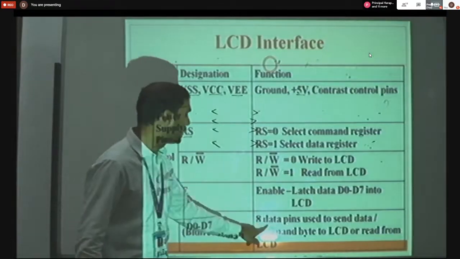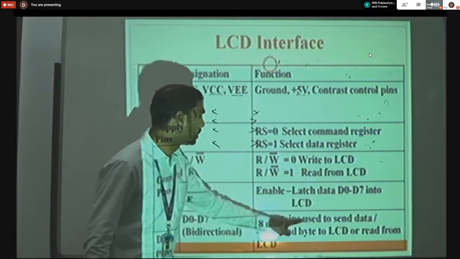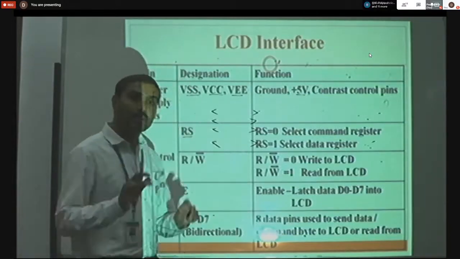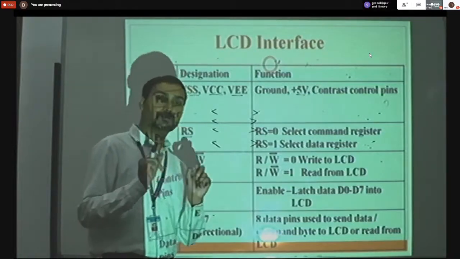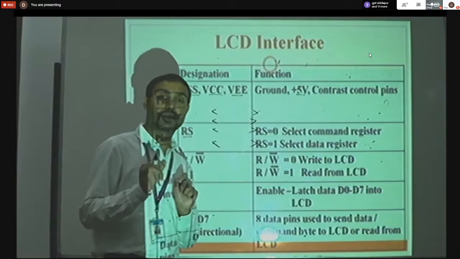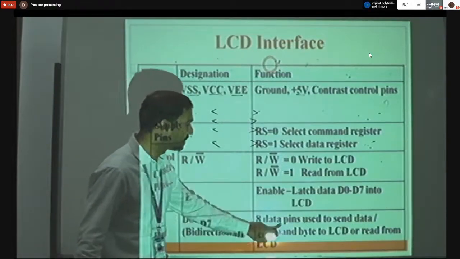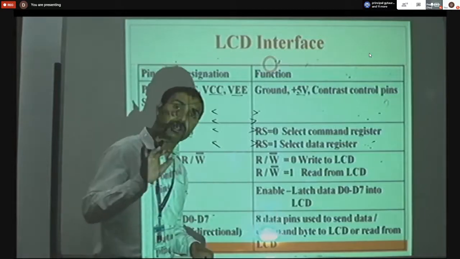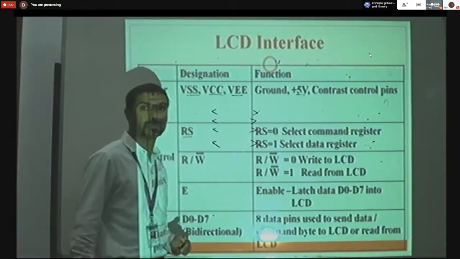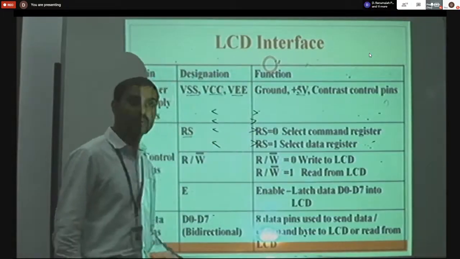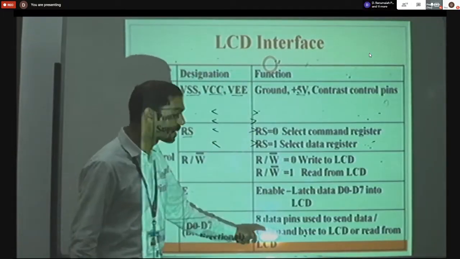You have 8 data pins, used to send data or commands, a byte. A group of 8 bits is called a byte. So with the help of these 8 data pins, we can send both data as well as commands to the LCD, or read from the LCD. I told you already, they will carry the data or command.